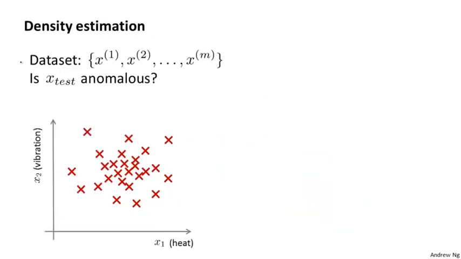More formally, in the anomaly detection problem, we're given some data set, X1 through XM of examples, and we usually assume that these M examples are normal or non-anomalous examples, and we want an algorithm to tell us if some new example X test is anomalous. The approach that we're going to take is that given this unlabeled training set, we're going to build a model for P of X. In other words, we're going to build a model for the probability of X, where X are these features of, say, aircraft engines.